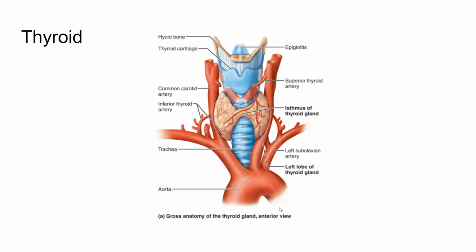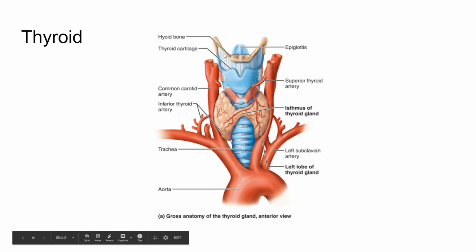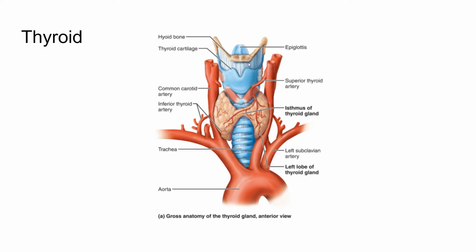So first, let's look at the thyroid. To orient you here, here's the hyoid bone. Remember, hyoid is the one right underneath the chin. And this is your trachea. And so the thyroid gland is this gland that sits right on the neck. If you look at someone's neck, you can see their thyroid gland. Well, it's behind skin, but you can see where it would be.